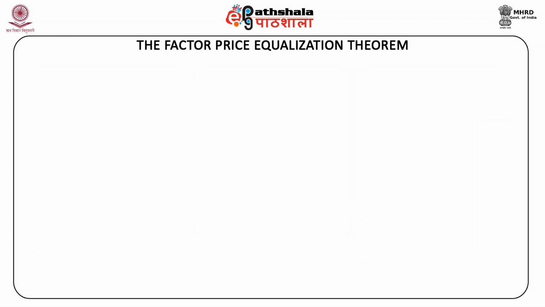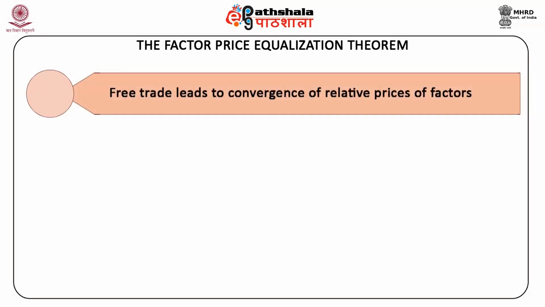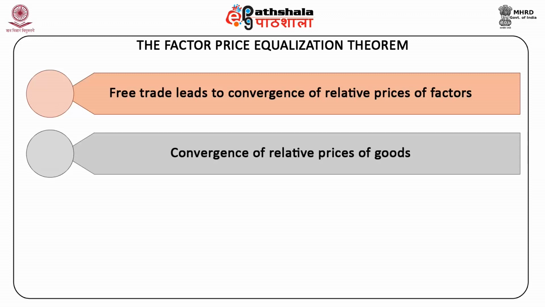According to factor price equalization, free trade leads to convergence of relative prices of factors involved, along with convergence of relative prices of goods. This happens because when two countries trade with each other, along with exchange of goods, there is an indirect exchange of factors of production.